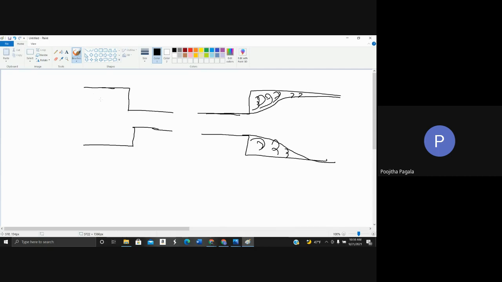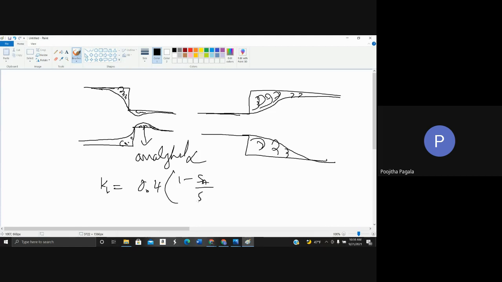In case of a sudden contraction, the fluid initially contracts but then it expands. So the flow is more complicated than a simple expansion. So you have backflow over here. You also have slight backflow over here. So this makes it difficult to obtain an analytical relation. Therefore, we use an empirical relation for KL, which is 0.4 into 1 minus SA by SB. SA is the smaller area and SB is the larger area.